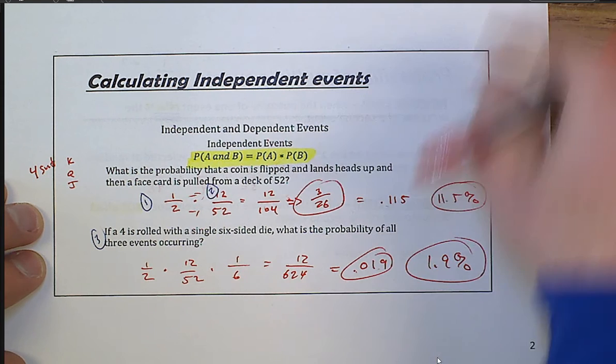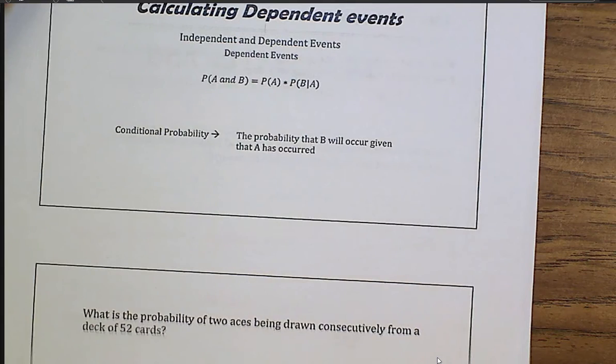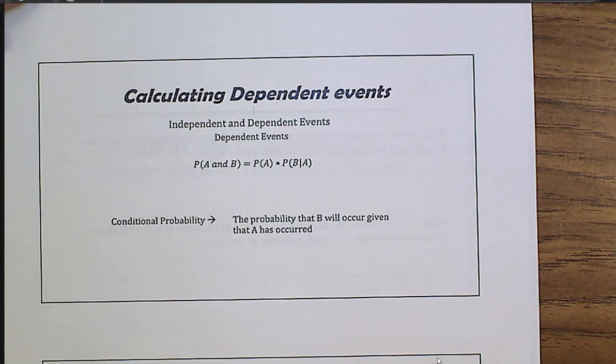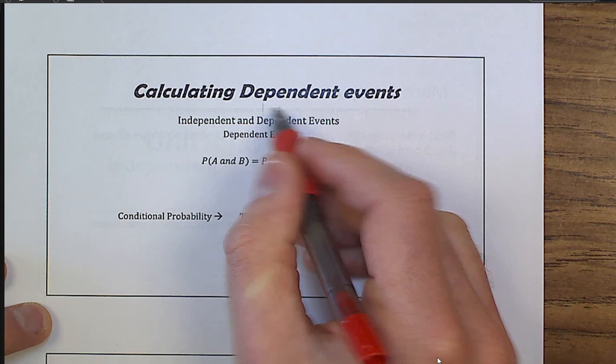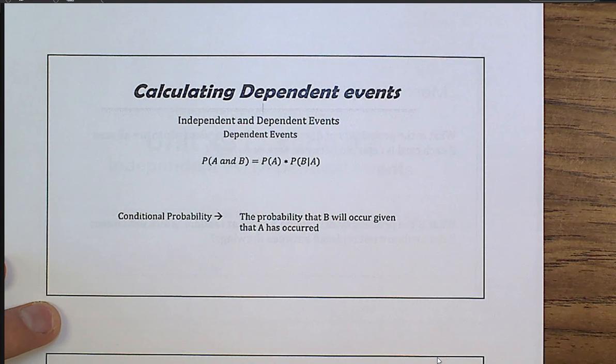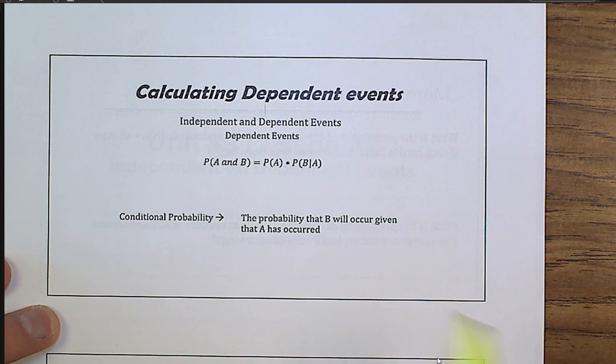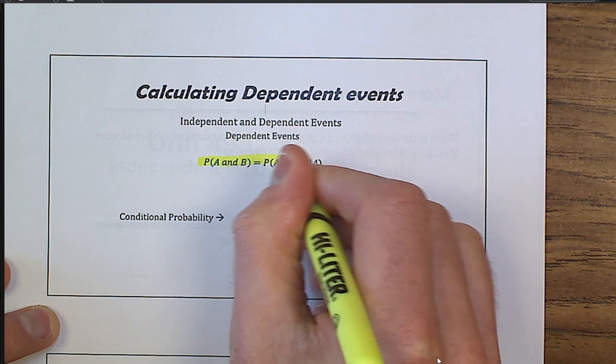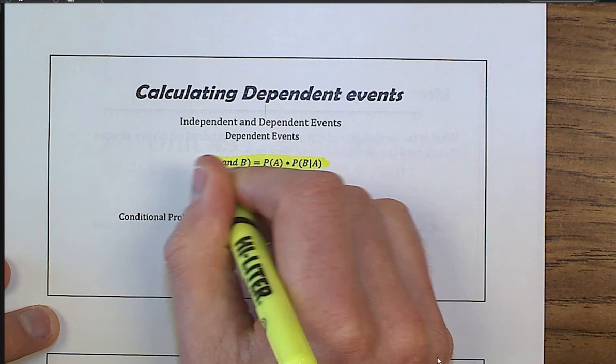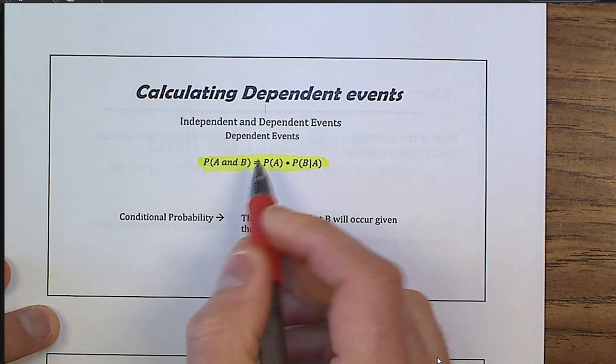All right, so we're moving on. Now we're going to be calculating dependent events. So a little different here. Remember, dependent is where the first event affects the second event when it happens. So here is what you're going to be looking at for dependent. And I'll break down what this means. So this is for dependent events.